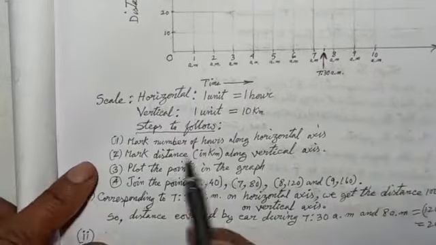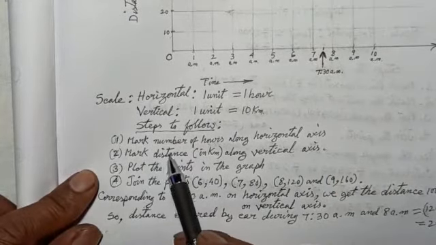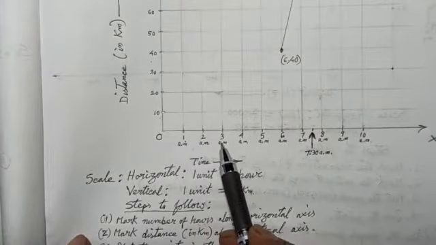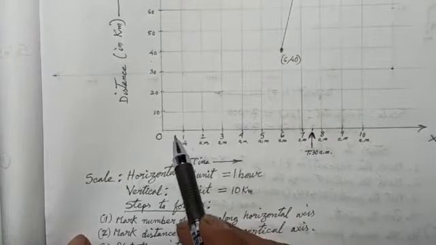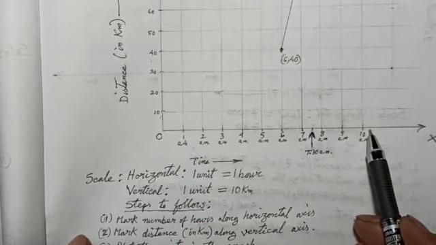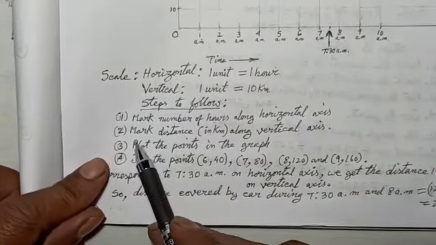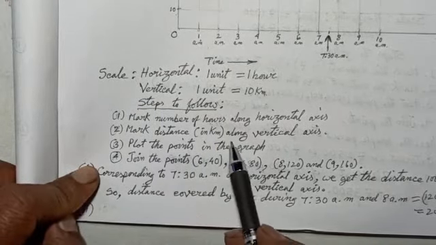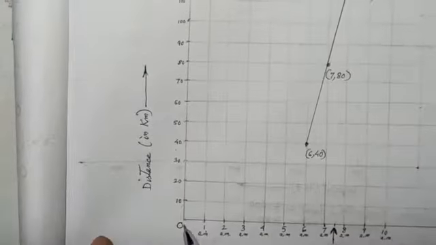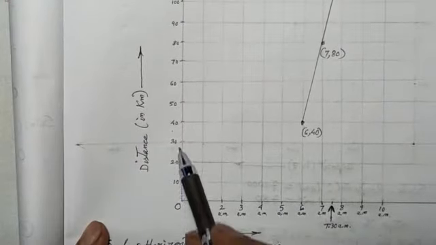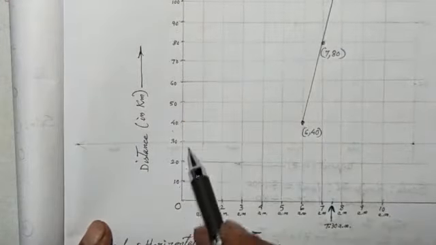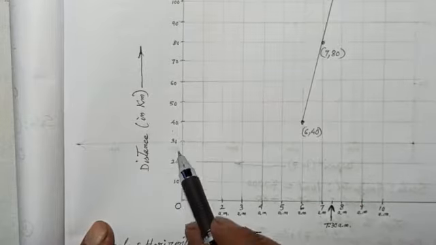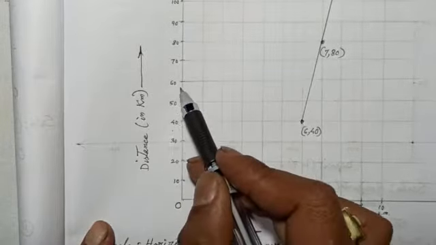Now steps to follow. Number 1, mark number of hours along the horizontal axis: 1 a.m., 2 a.m., 3 a.m., 4 a.m., 5 a.m. These are marked. And number 2, mark distance in kilometer along vertical axis. This is vertical axis, and here we are marking the distance 10 kilometer, 20 kilometer, 30 kilometer, 40 kilometer, 50 kilometer, 60 kilometer, and so on.